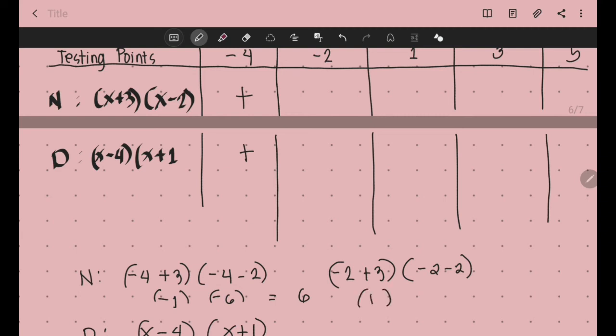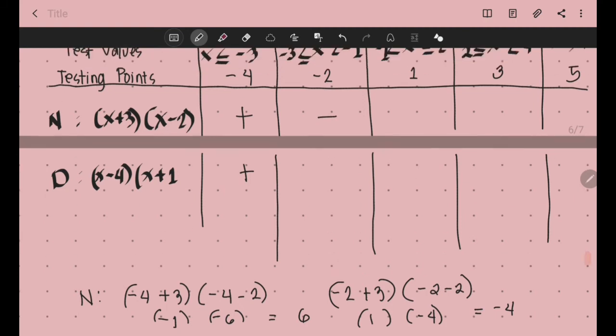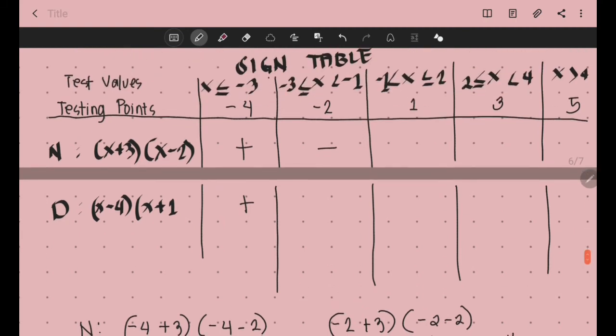Multiplied by negative 2 minus 2, that is negative 4. 1 multiplied by negative 4, that is negative 4. So, therefore, the sign is negative. Ibig sabihin that if the values of x are between negative 3 and negative 1, it will make your numerator result to negative. Okay, so ibig sabihin kapag daw yung values ng x mo ay kukunin mo between negative 3 and negative 1, ang numerator mo ay magiging negative.